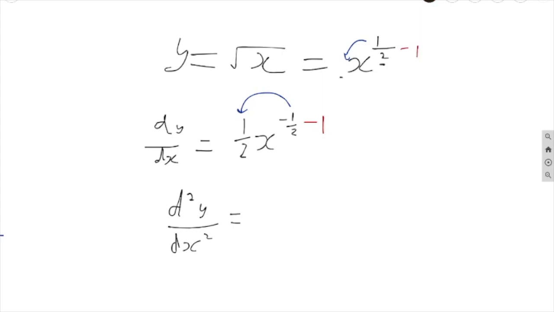So minus 1/2 times 1/2 is minus 1/4. We bring our x back in, and then we take 1 from minus 1/2, which is, if you've got it, minus 3/2. And there we have it. That's all there is to it.